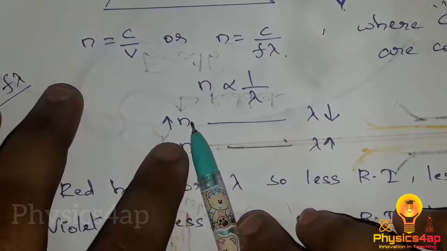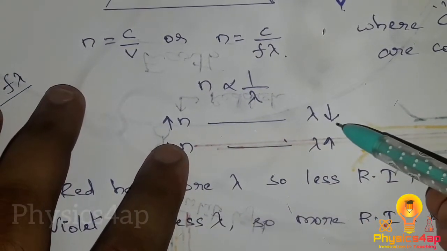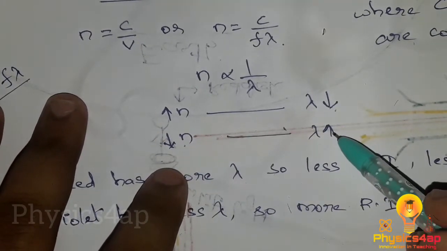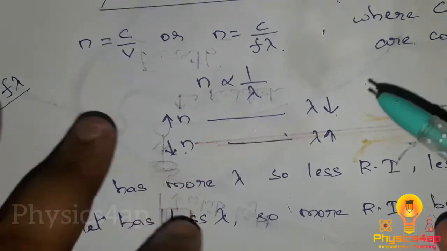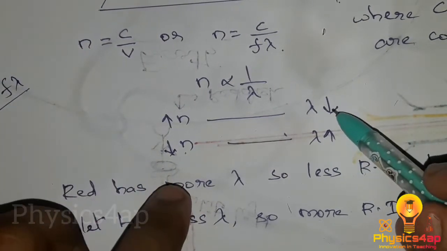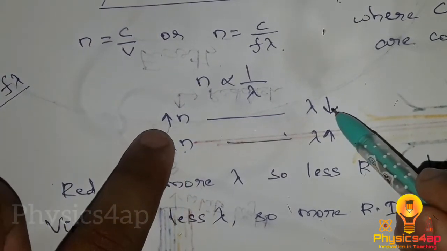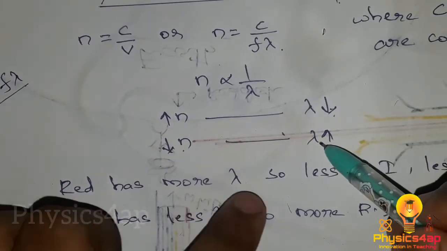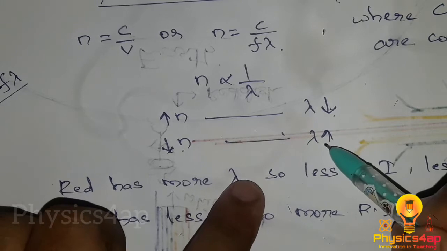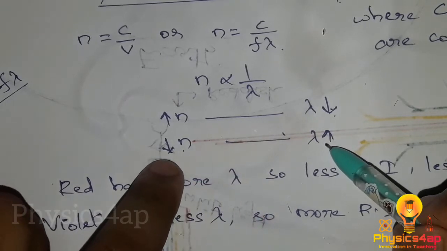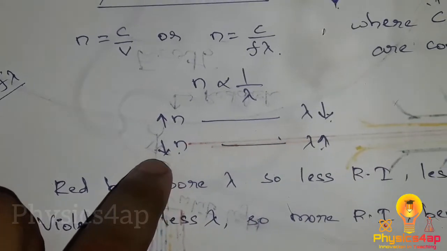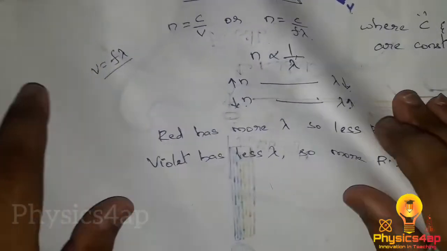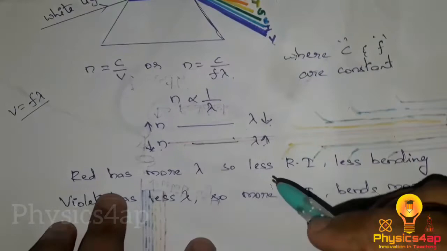That means if the refractive index is more, the wavelength is less. If the refractive index is less, the wavelength is more. That means any light which has low wavelength has high refractive index, which means it has high bending property. And any light which has more wavelength will have less refractive index, so it will have less bending property. As you see here, red has more wavelength when compared to all the colors.